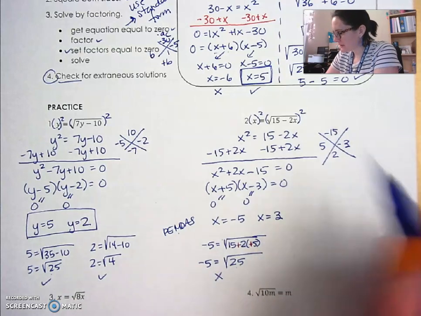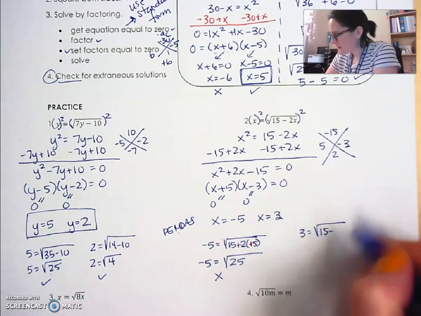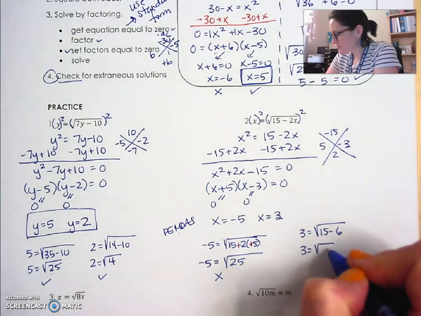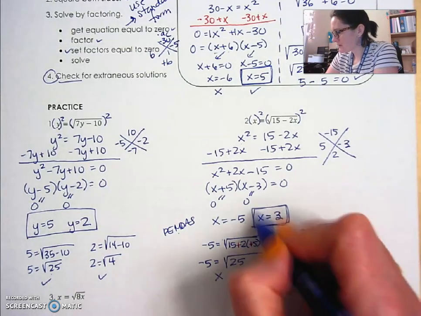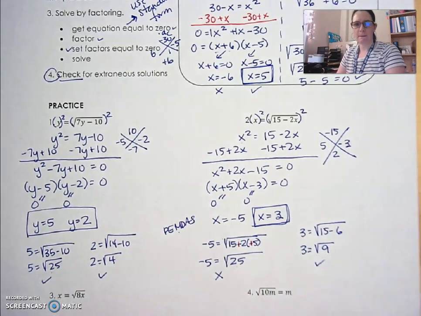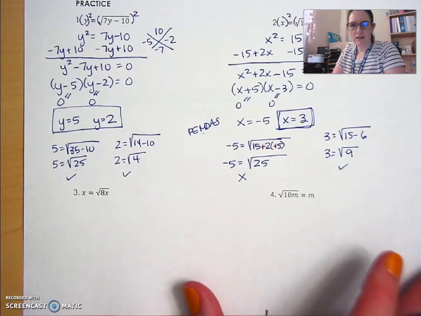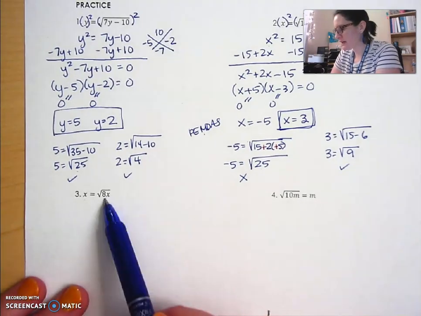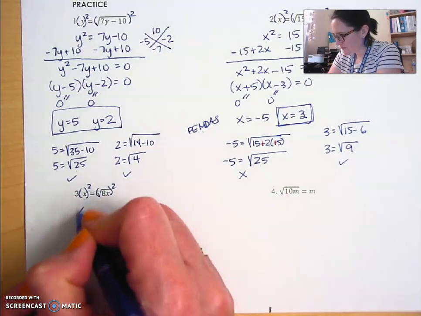And then plugging the 3 in to the original equation, 2 times 3 is 6. So is it true that 3 equals square root of 9? Yes. So I only have one solution here. On these bottom problems, the radical term is already isolated, so I'm just going to square it.